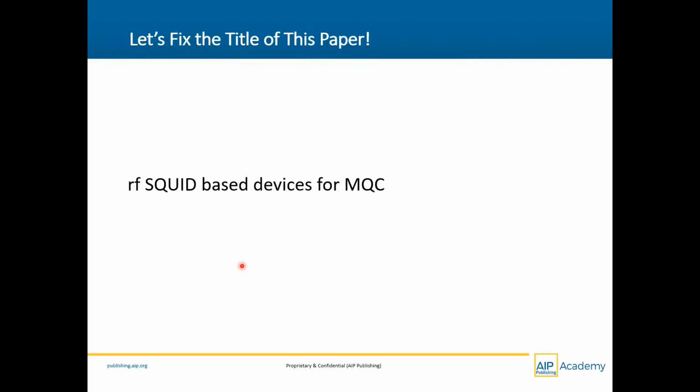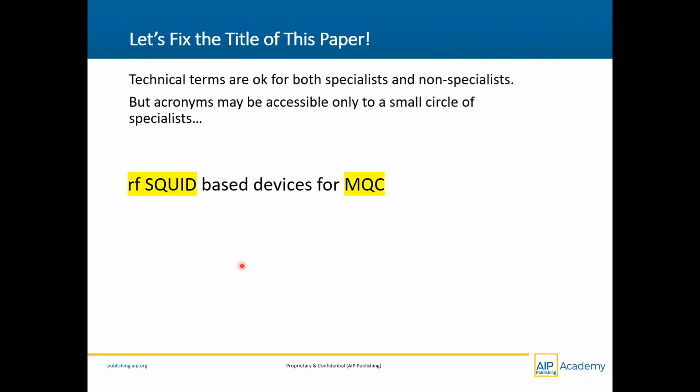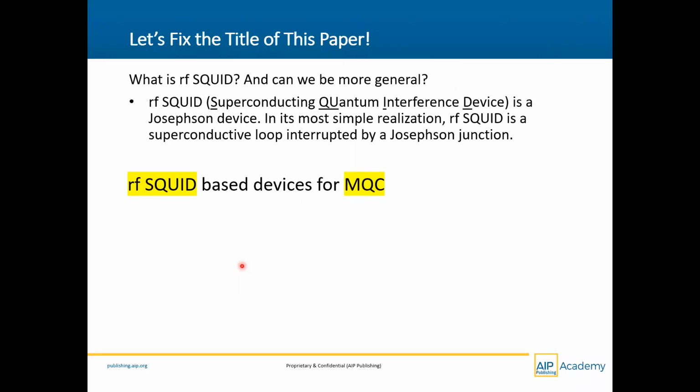So let's think of some ways that we can fix the title of this paper. As we can see, it has some very technical terms in here. Technical terms are okay for both specialists and non-specialists, but acronyms make it difficult to be understood by a broad audience, and they're generally only understood by a small circle. So let's avoid them. Let's first define what each of these acronyms stands for. An RF squid is a type of superconducting quantum interference device, which is a type of Josephson junction device. In its simplest form, an RF squid is a superconductive loop which is interrupted by a Josephson junction.